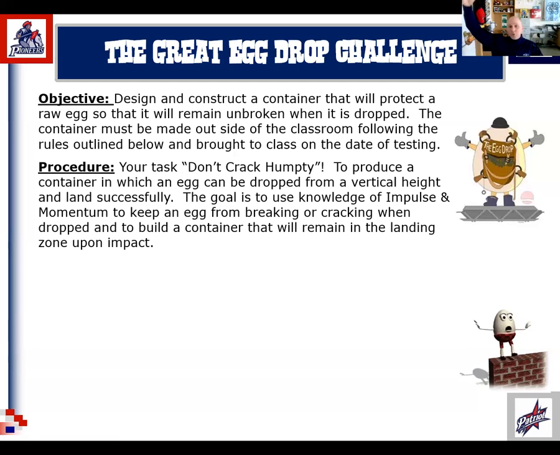It doesn't just ricochet way out and land 20 feet away, right? So we're looking for it to do two things. One is hit and land and stay in that little area, but also once we open it up, protect your raw egg. So you want to look at impact absorbing materials.